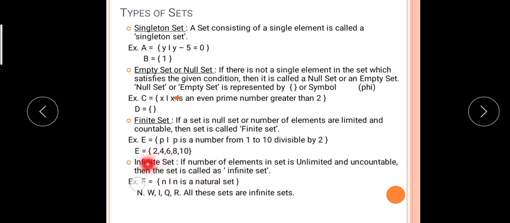In the same way, the natural number set, whole number set, integer number set, real number set, all these sets are infinite sets. This we learned in the first period. These letters denoting the sets are fixed for the specific sets, and all these are infinite sets because we can't count the number of elements present in the set.